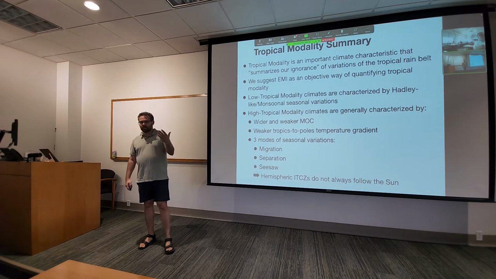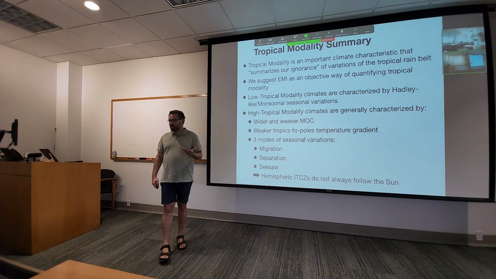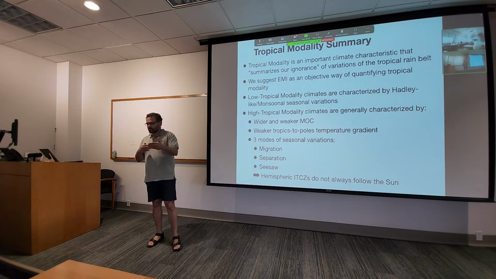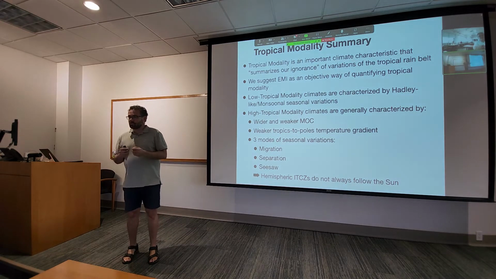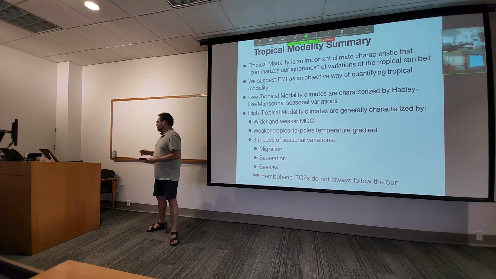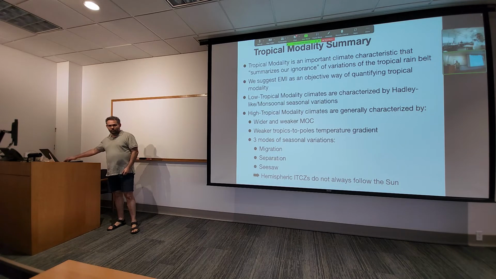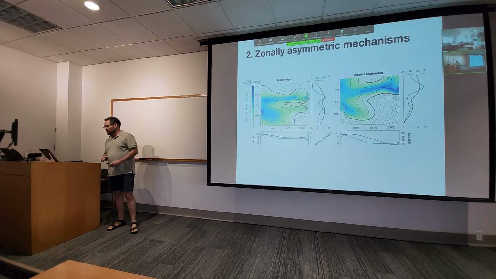And in addition, they're correlated with wider and weaker meridional overturning circulation and a weaker tropics-to-poles temperature gradient. And these three modes are migration, separation, and seesaw. And as a consequence of that, hemispheric ITCZs do not always follow the sun in high modality climates. So I'll be happy to take questions about this part, and if not, I'll just move to the second part. Okay.